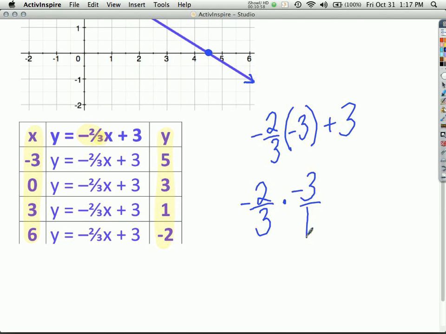Everyone pay close attention because I had a bunch of thumbs up, called on one of them, and they don't know how to do it. Negative 2 times negative 3 is 6. 3 times 1 is 3. 6 divided by 3 is 2. Negative 2/3 times negative 3 comes out to 2. So that's 2 plus 3 equals 5. You're not supposed to have any difficulty with that at this point.